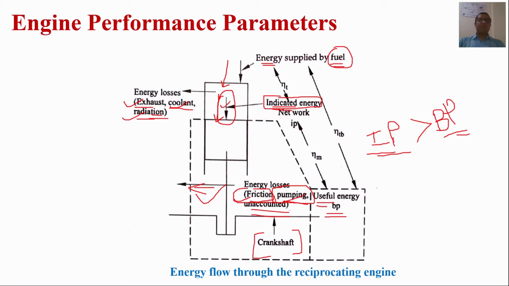This indicated power is transferred to the crankshaft through the connecting rod. During this transmission, some portion of this indicated power is lost in friction, pumping and unaccounted losses. The remaining portion is available as useful power at the output of the engine, known as the brake power, and the difference between the indicated power and brake power clearly indicates the energy losses in friction, which is known as friction power. So this is the concept of the indicated power, brake power and friction power.